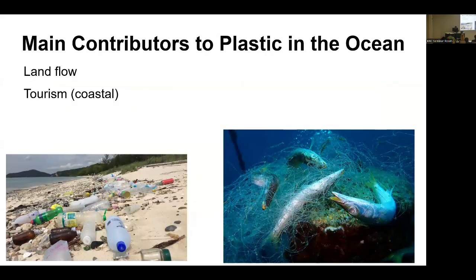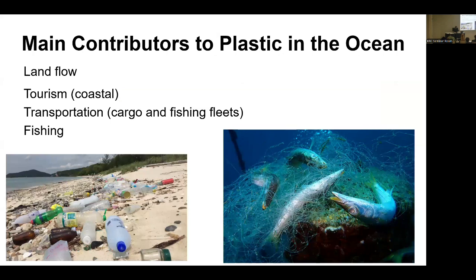These are some of the main contributors. We have land flow, which includes textiles, runoff, agriculture, stuff like that. Tourism, as we know, we like to go to our beaches. What do we take to our beaches? We take our chip bags and our plastic bottles and our Coke cans and whatnot. And what do we do? We leave them there, and that eventually goes into our oceans. Transportation, like your cargo and fishing fleets. They throw their crates or their nets overboard. And I would argue, and I don't like to argue, but I would say that fishing is the number one contributor to plastic in the ocean.